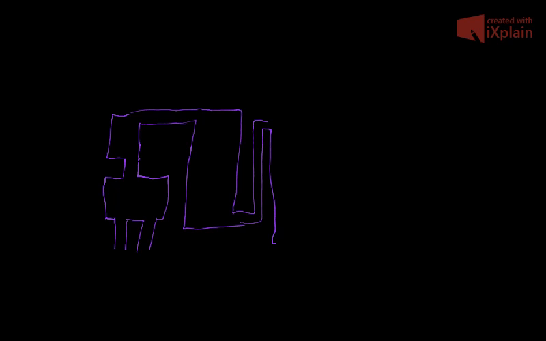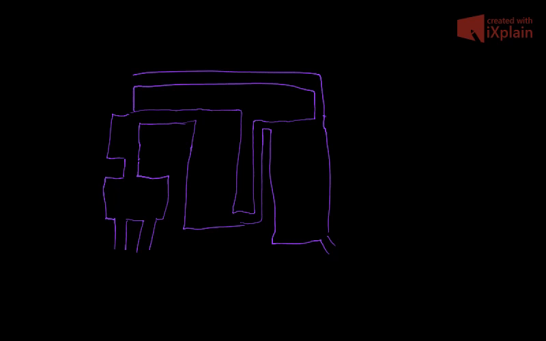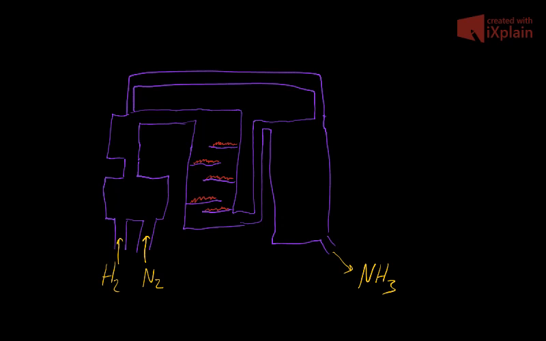Sketching out the reaction vessels just now. A little complicated. So, first thing we need to know, where are we getting these materials from? Well, hydrogen we can collect mostly from the cracking of hydrocarbons. Nitrogen we get from fractional distillation of the air.